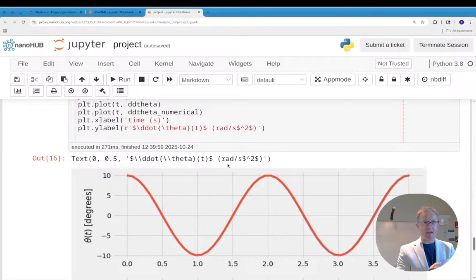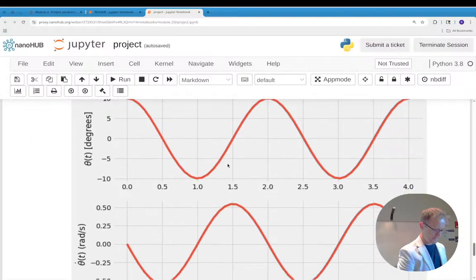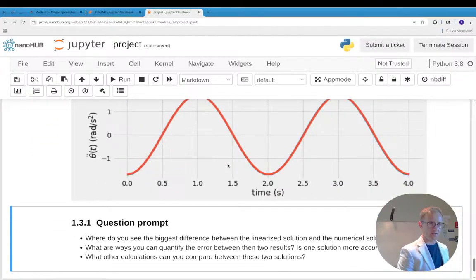I wanted to take a look at the end of project 3. The question prompt is, where do you see the biggest difference, and what are ways you can quantify error? What are other calculations you can do? There's more than one way to do any of these questions, and that's the hard part for engineers. You can do whatever you want, but you do have to do it with a quantified, specific, and measurable outcome, if that makes sense. So I wanted to spend time doing that.